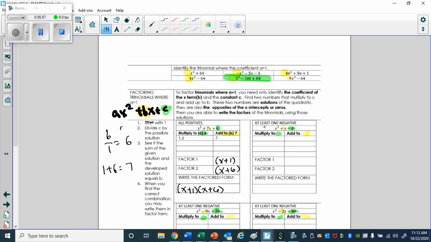So looking at the next one, there's at least one negative, so I'm going to start with a negative 1 as a first solution. See, negative 6 divided by negative 1 equals 6. So my second solution is 6.